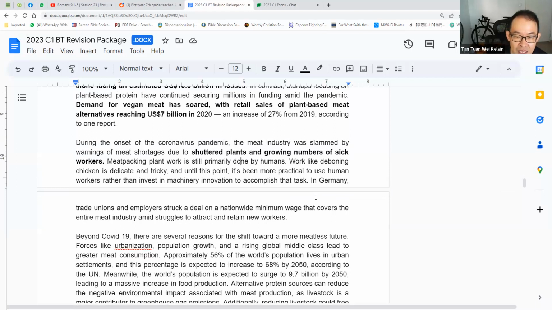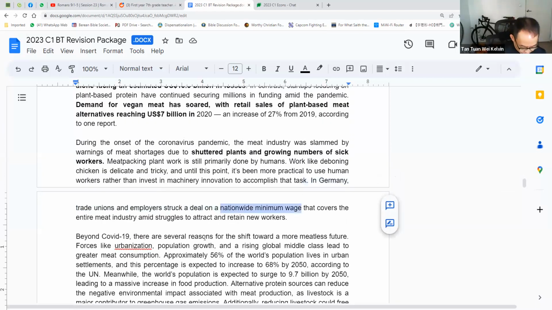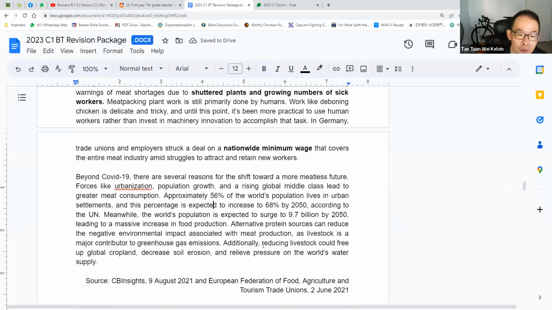Okay, in Germany, so now you are being introduced the nationwide minimum wage. So this is to help the workers, so your graph should be drawn correctly.